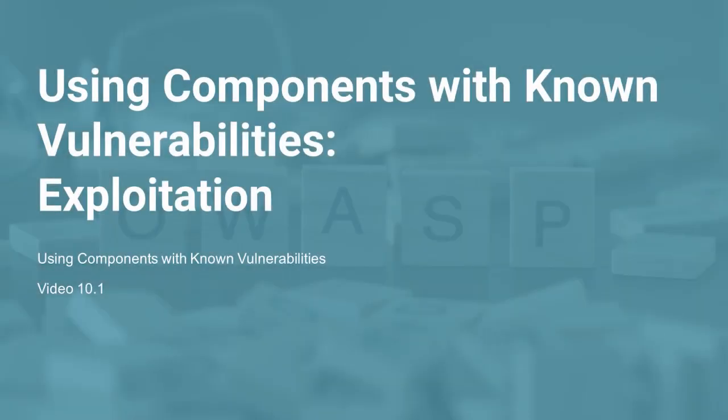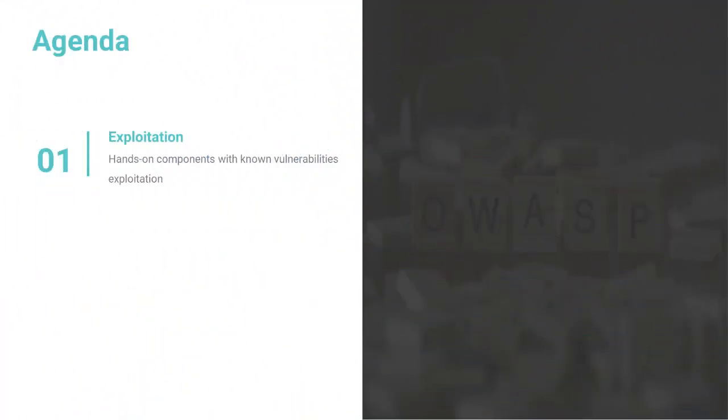Welcome back to the Using Components with Known Vulnerabilities session. In this second part, we will exploit a known vulnerability in our target application. We will jump straight to our intentionally vulnerable application and then move on to the mitigation part.